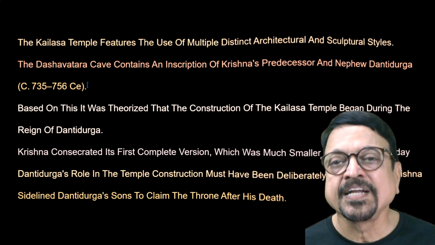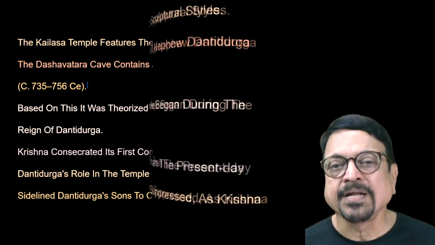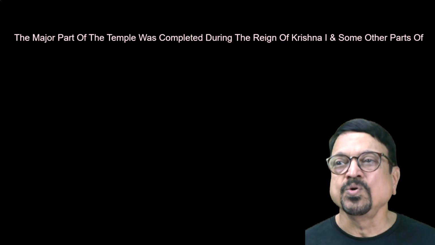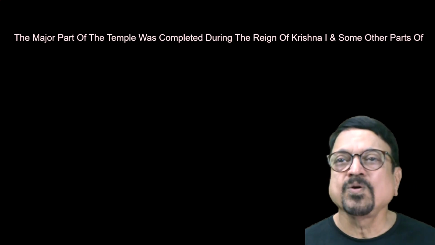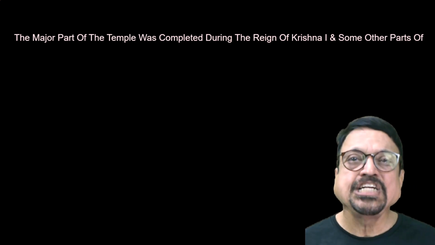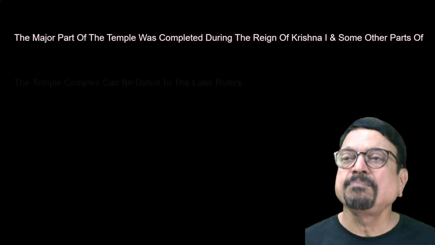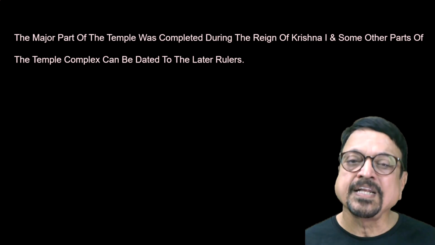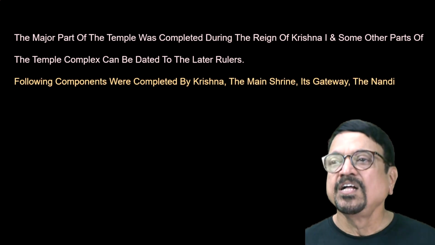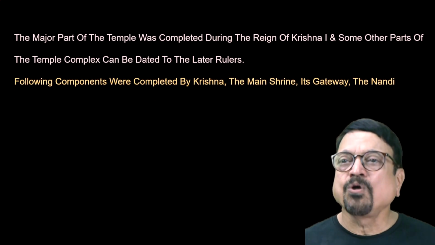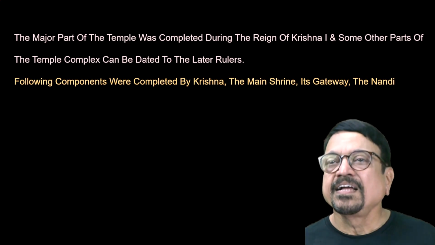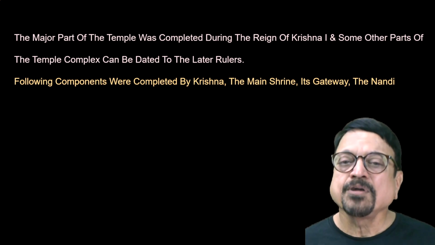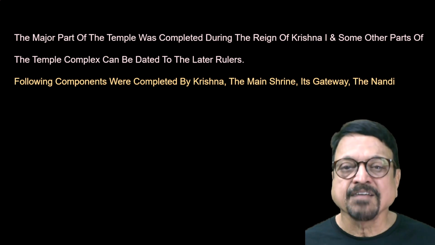Anyway, we don't go into detail on it. We are at the temple history. So we appreciate the contribution of Krishna and Dantidurga also. The major part of the temple was completed during the reign of Krishna I, and some part of the temple complex can be dated to later rulers. Some components were completed by Krishna and some by Dantidurga.